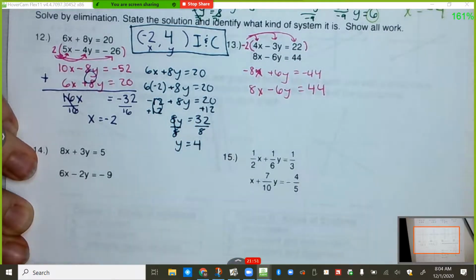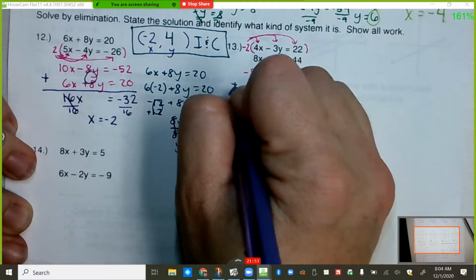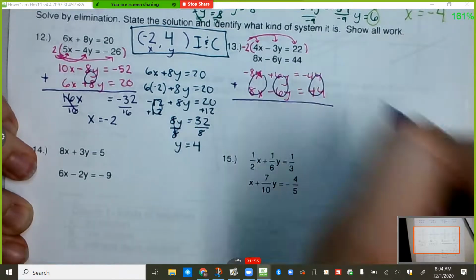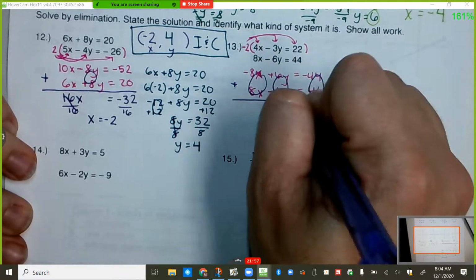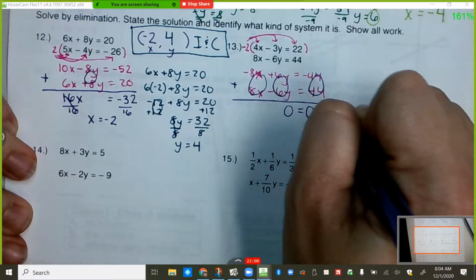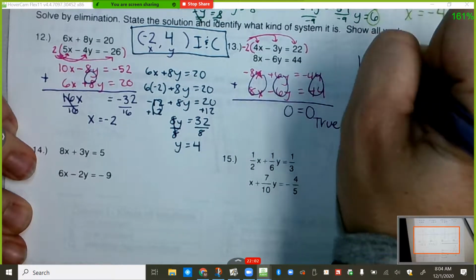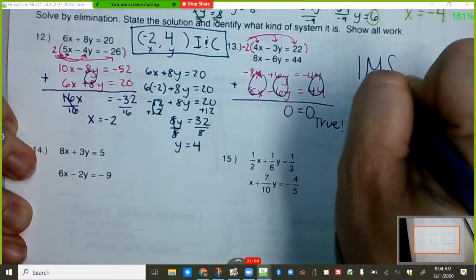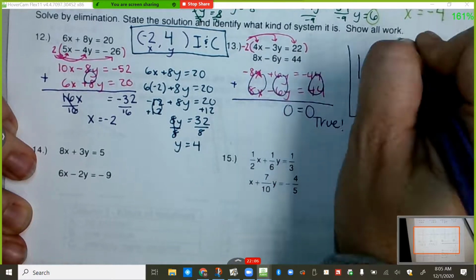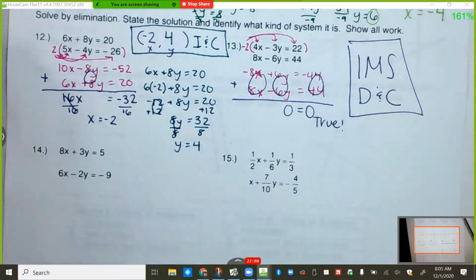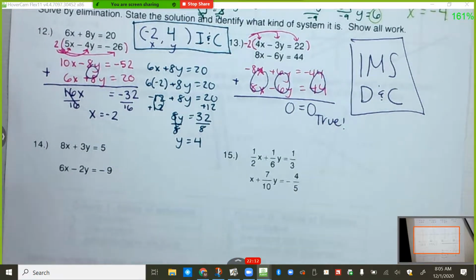And right away when you do big addition, you should notice that everything zeroes out. And I get 0 equals 0, which is true. So this is IMS. Therefore, it's dependent and consistent. Remember, IMS stands for infinitely many solutions. If I were to graph this, it would be 2 lines right on top of each other.